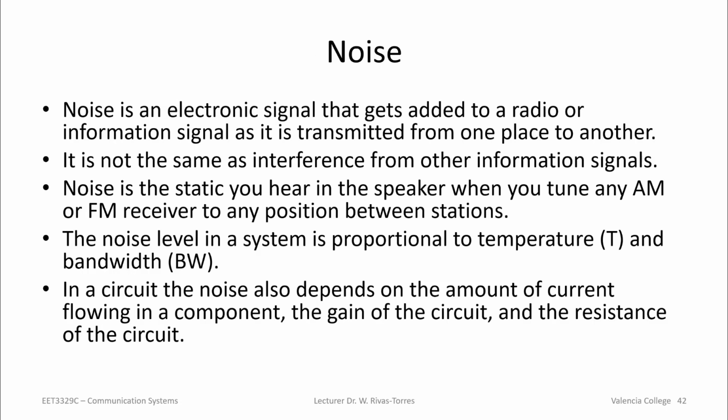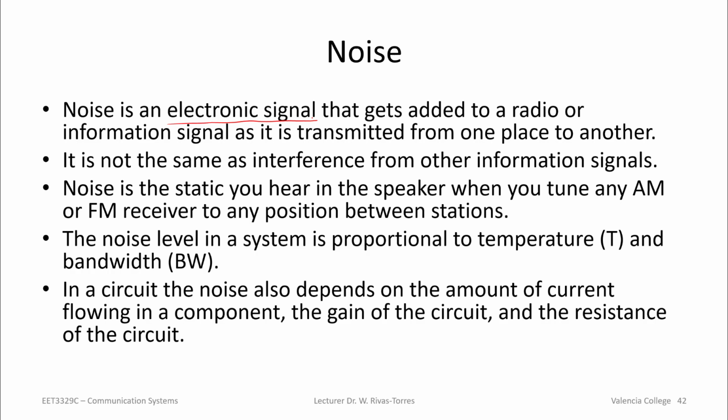So let's get started. Noise. Noise is an electrical signal that gets added to the radio signal. It gets added to the radio signal or information signal as it is transmitted from one place to the other, right? So noise is a random process. So we don't define noise as a single value, and we'll talk some more about that.